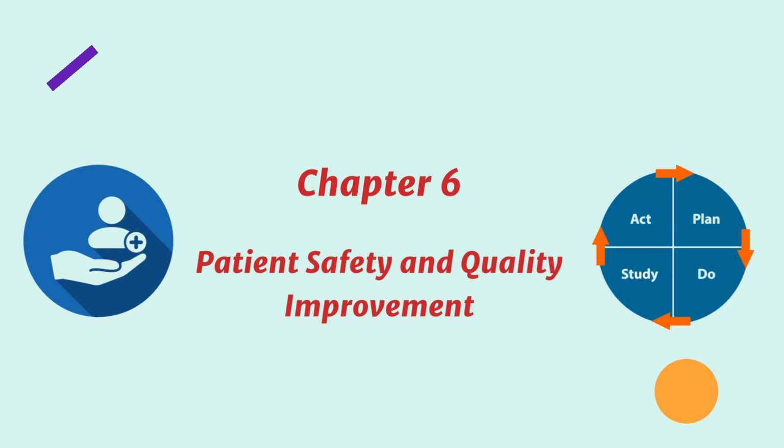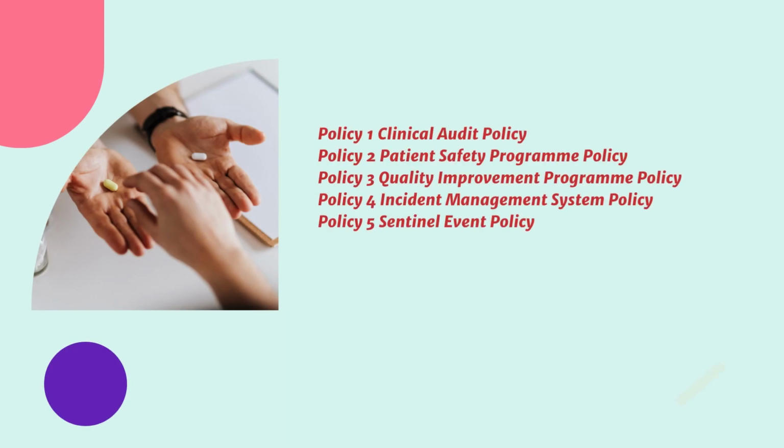So I will talk about the policies under chapter number 6, patient safety and quality improvement. The first policy here on the slide is clinical audit policy, which talks about the procedures to be followed while conducting the clinical audit. Then policy 2 is patient safety program policy, which talks about how the patient safety program is to be conducted, how to maintain the patient safety in the hospital.